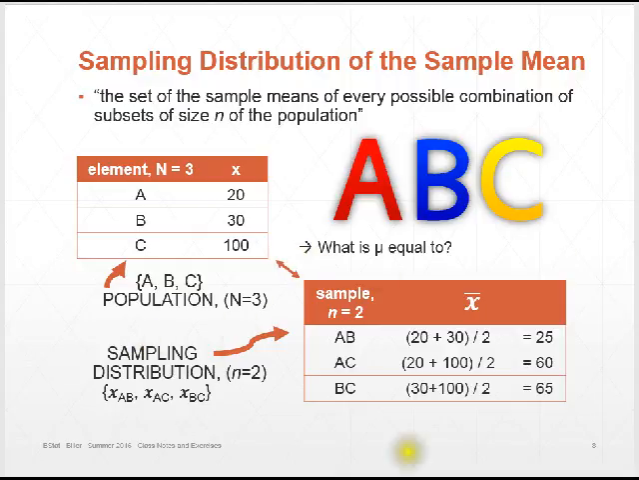And in this sampling distribution, at the lower left of the screen, we have the sampling distribution listed here: sample mean of element AB, sample mean of element AC, sample mean of element BC. And again, because there are exactly 3 possible combinations of 2 elements selected from 3 elements, that's how we know how many elements the sampling distribution contains.